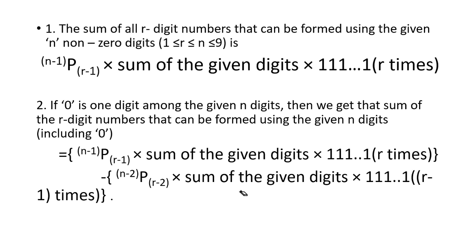So why are we discarding this term? All the r-digit numbers that begin with 0 are the same as saying we are having r−1 digited numbers. R-digited numbers starting with 0 are the same as r−1 digited numbers. So we have counted these r−1 digited numbers also, so we have to exclude these r−1 digit numbers. If you exclude them, then this is the actual sum.